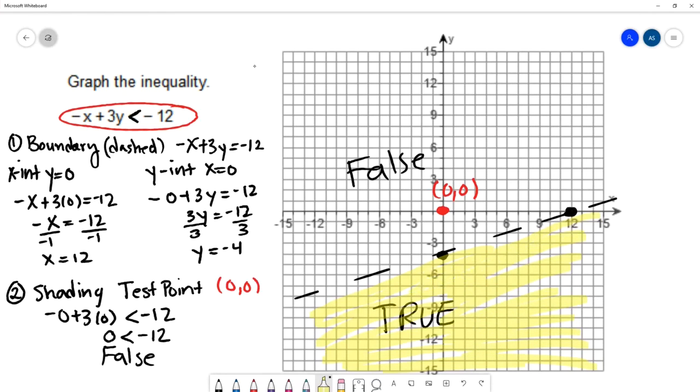Now these ordered pairs that we're shading are all of the ordered pairs that make the inequality true. So this picture represents all of the ordered pairs that make that inequality true.